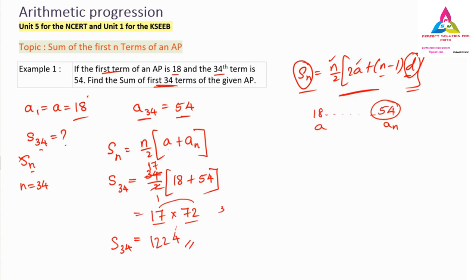You can go for this formula if they have given the first term, second term, third term. Here they have not given the first, second, third term. So we can't go for this formula directly because we don't know the d value. So better you go for this formula, because the first term is 18 and 34 means the last term is 54, and they have told you to find the sum of the first 34 terms. So we can go for this method.